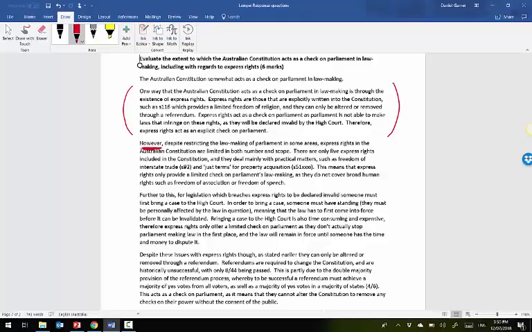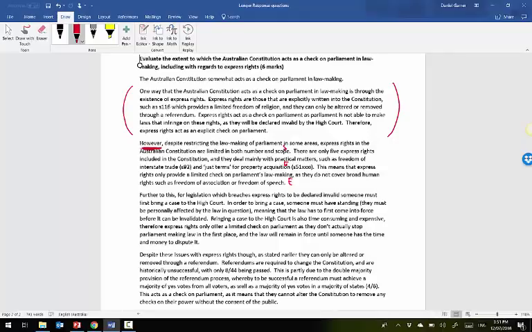However, despite restricting the lawmaking of Parliament in some areas, express rights are limited in both number and scope. So I've stated that. There are only 5 express rights included in the Constitution, and they deal mainly with practical matters such as freedom of interstate trade and just terms for property acquisition. So I've explained what I mean by limited in scope, and then I've expanded. I've gone ahead to say how this isn't a check. This means that express rights only provide a limited check as they do not cover broad human rights such as freedom of association and freedom of expression.